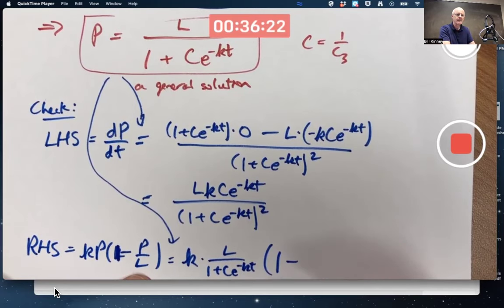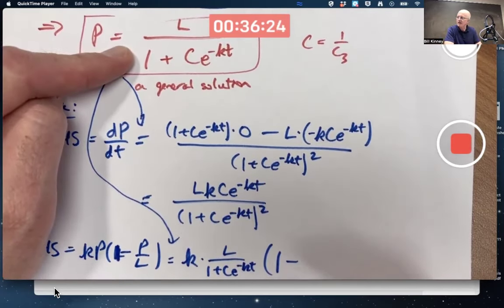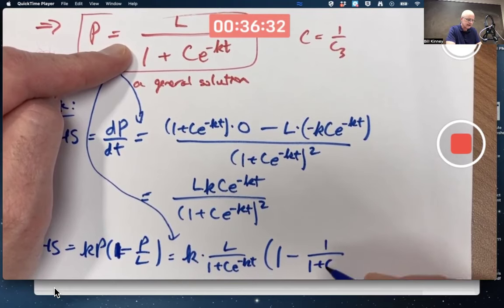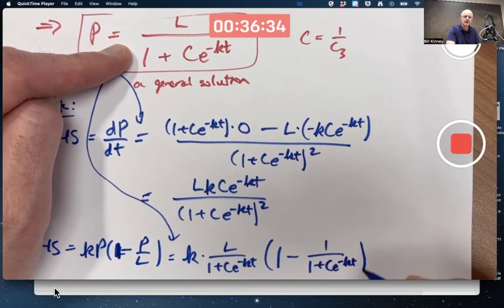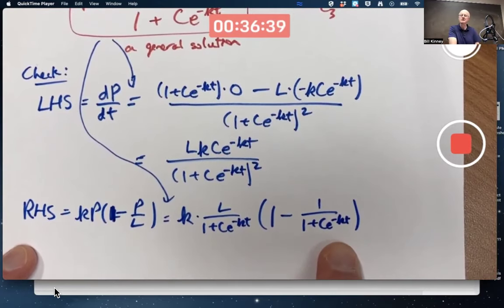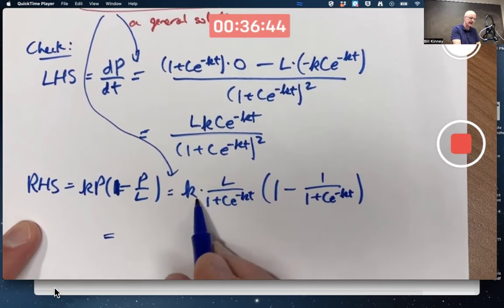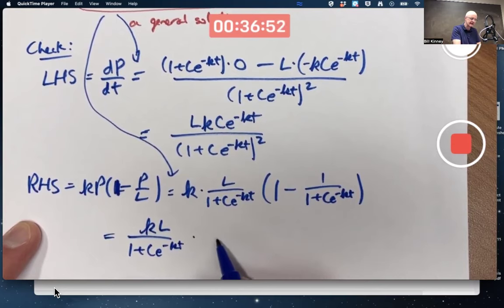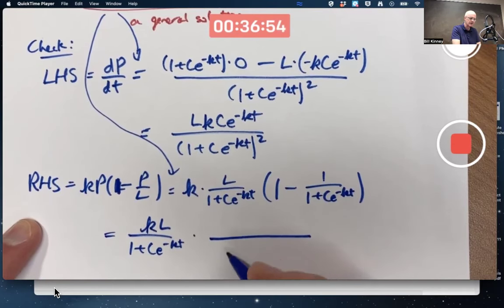What's P over L going to be? Take this P and divide by L. That's going to make the L up top cancel to a 1. 1 over 1 plus C e to the negative KT. That's K times P times 1 minus P over L. Simplify. This K can go into the numerator there and get K times L. And inside the parentheses, I can get a common denominator of 1 plus C e to the negative KT.